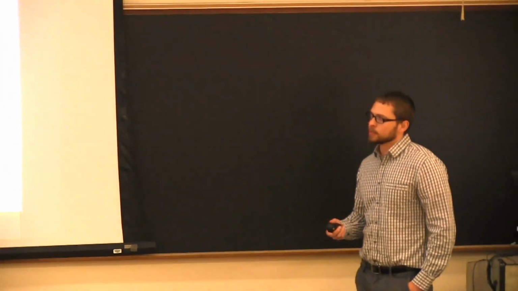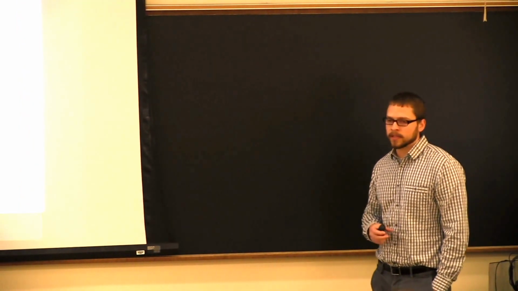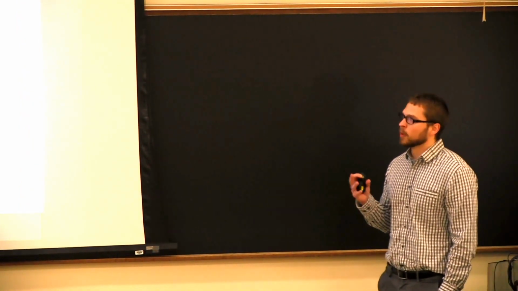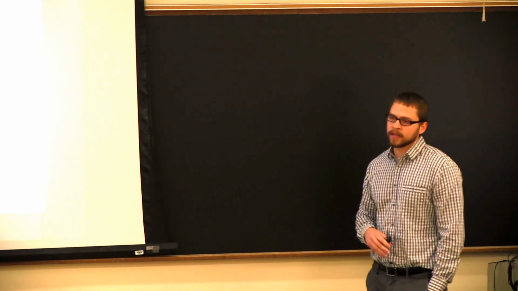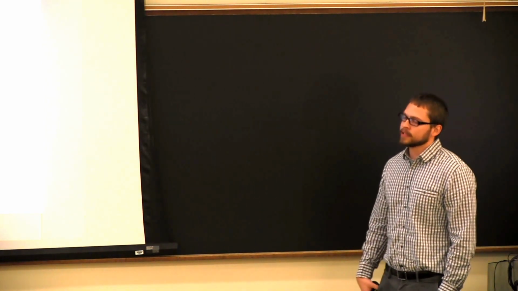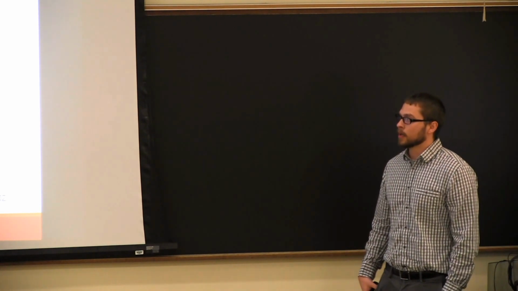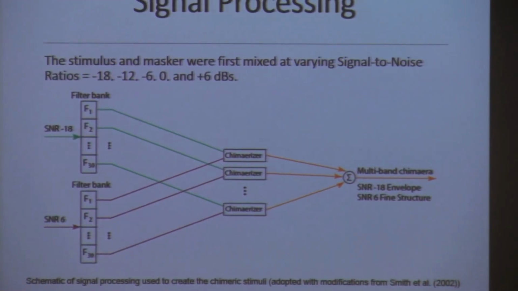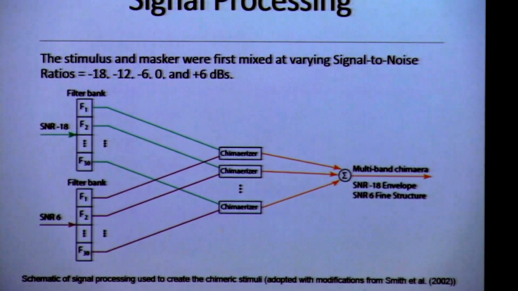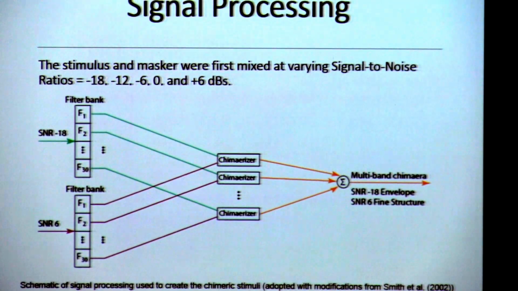Now in order to actually do this, we first had to combine our stimulus and masker into one solid stimulus. And we did this at 5 different signal-to-noise ratios, of -18, -12, -6, 0, and +6. What I mean by this is simply for the -18 condition, the noise was 18 decibels louder than the sentence. With -12, the noise was 12 decibels louder than the sentence. All the way until the +6 dB condition, in which the sentence was actually 6 decibels louder than the noise.